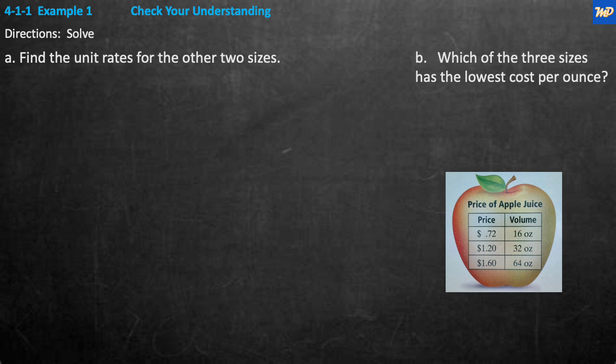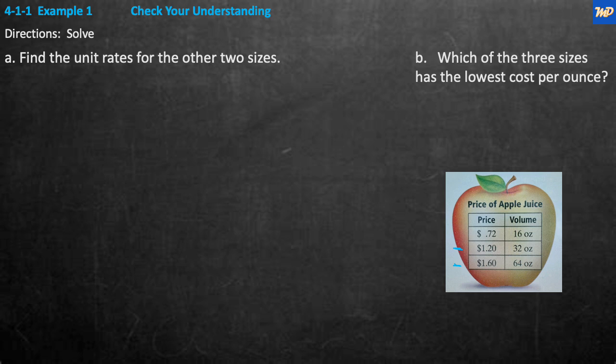Okay, example 1, check your understanding. Solve. Find the unit rates of the other two sizes. The other two sizes are based on the previous slide, where we used the 72 cents per 16-ounce bottle. Now they want us to use the $1.20 for the 32-ounce and $1.60 for the 64-ounce.